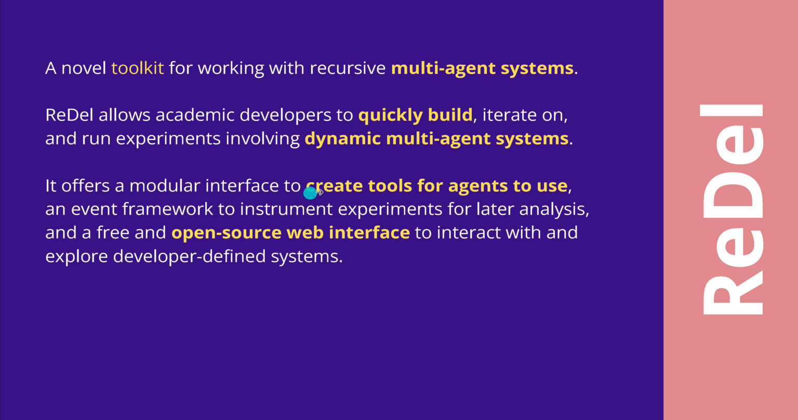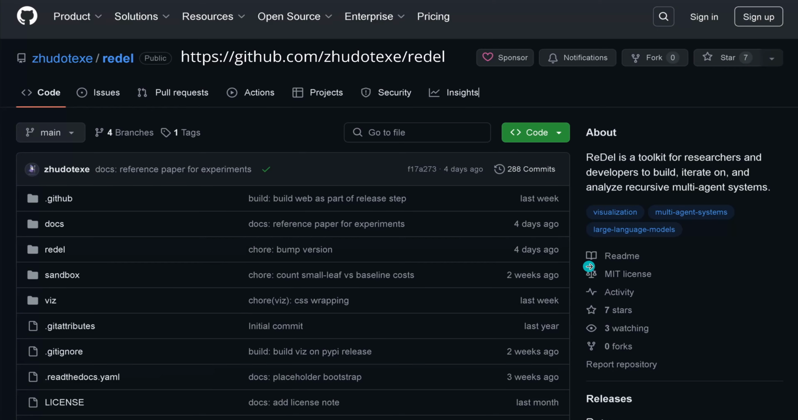And it offers a modular interface to create tools for agents to use, an event framework to instrument the experiments for later analysis, and a free and open source web interface to interact with and explore developer-defined systems. Here you have the GitHub, ReDel, a toolkit for researchers and developers to build, iterate on, and analyze recursive multi-agent systems, visualization of multi-agent systems, MIT license, currently only 7 stars, but never mind, updated 4 days ago.